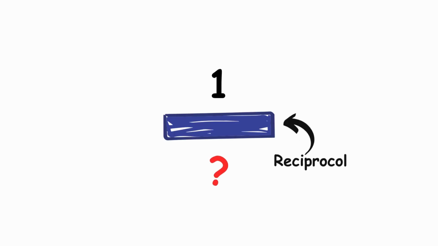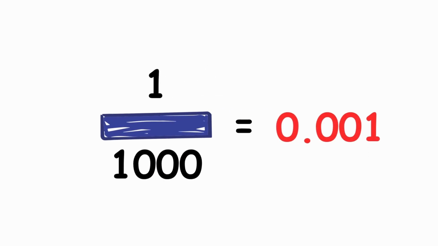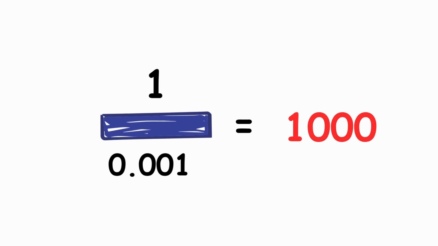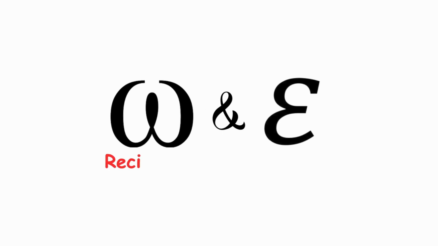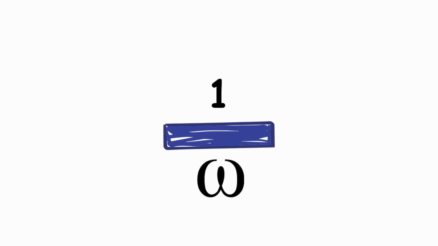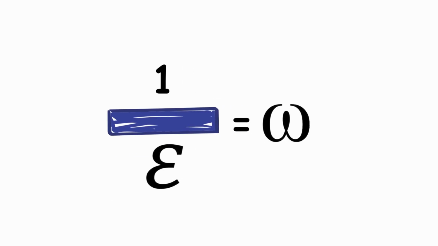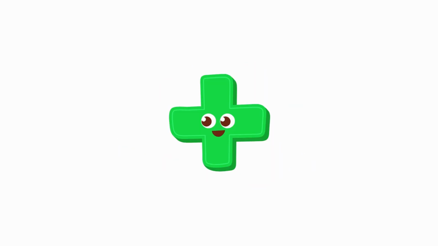Now, note that the reciprocal of a really big number is a really small number, and vice versa. This behavior motivates us to state that omega and epsilon are reciprocals of each other. That is, 1 over omega equals epsilon, and 1 over epsilon equals omega. We can also use these two quantities in multiplication and addition.